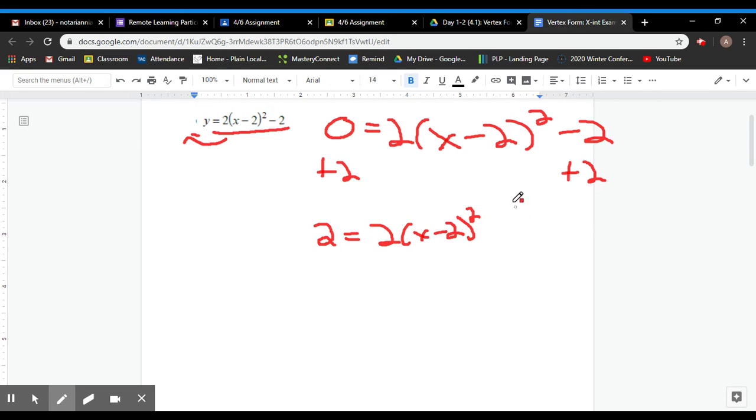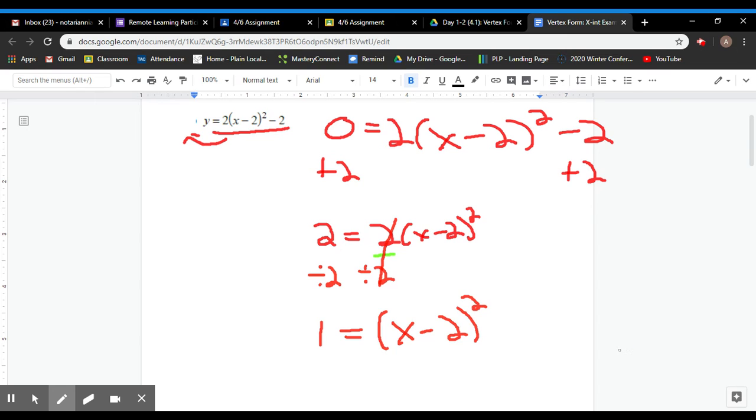The next thing you're going to want to work with is if there is a number in front of the parentheses. So in this case, I have a number 2 in front of the parentheses. So I want to get rid of that next. What's happening is this 2 is being multiplied with the parentheses. So what is the opposite of multiplication? Division. So you want to divide both sides by 2. What you get is 2 divided by 2 is 1 on the left side, equals, these 2's cancel, so that's gone, and now all you have on this side is x minus 2 squared.